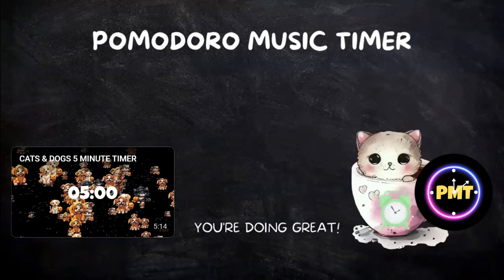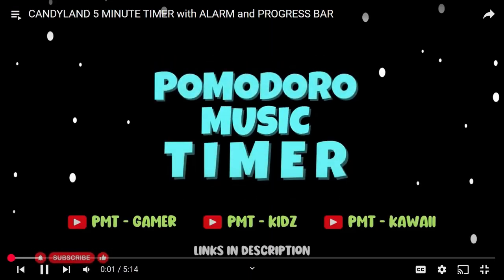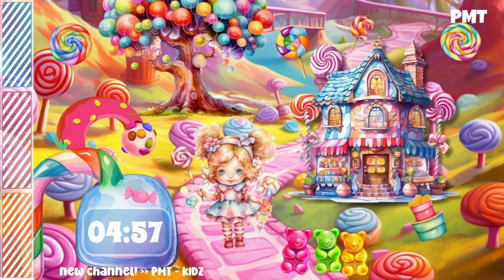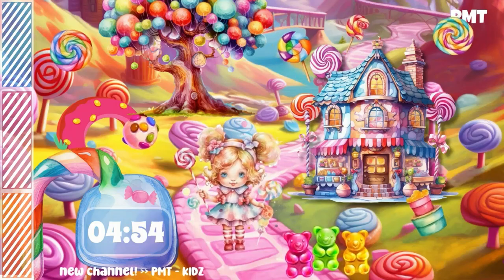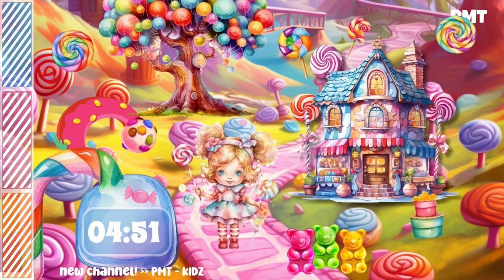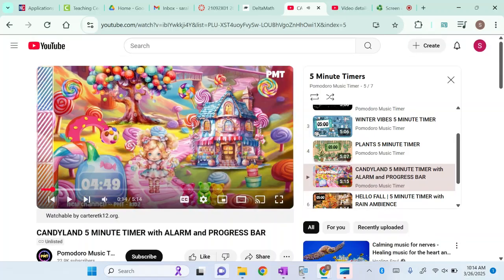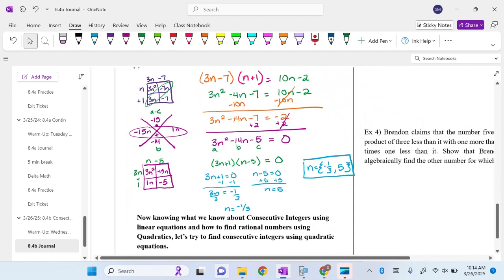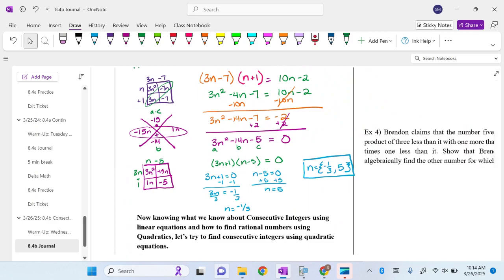All right, so let's go ahead and pick up where we left off with those two examples. All right, so we're going to pick up with example 2.